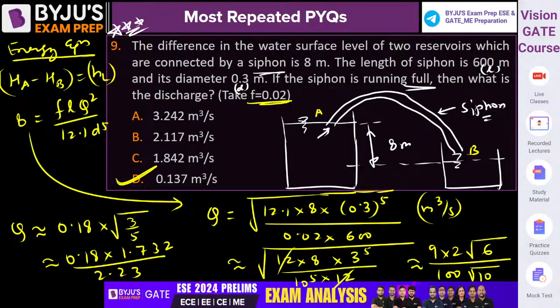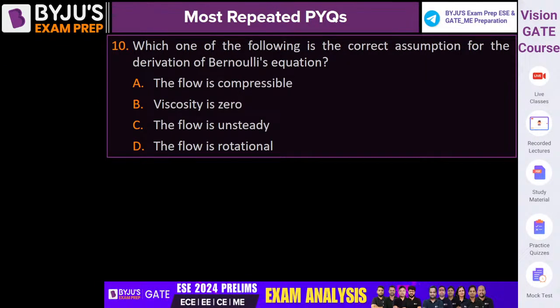Right? D will be the answer. The next one, theoretical question. Question number 10. Find out the answer to the next one.